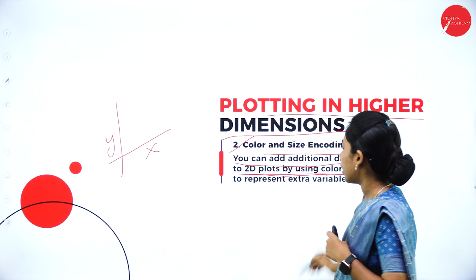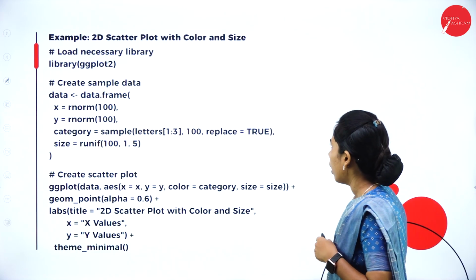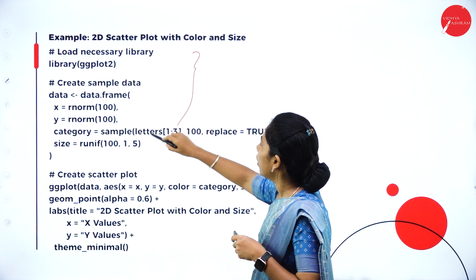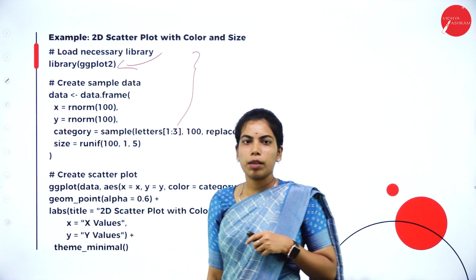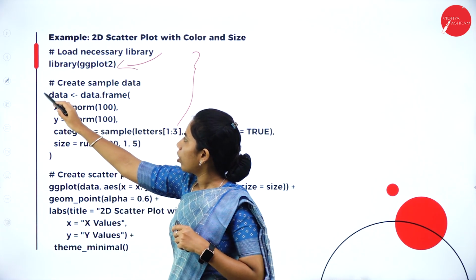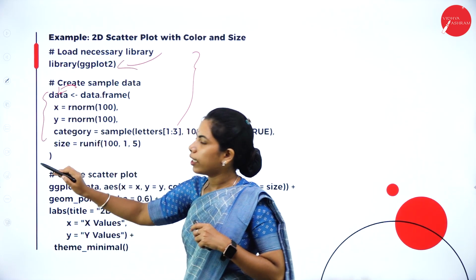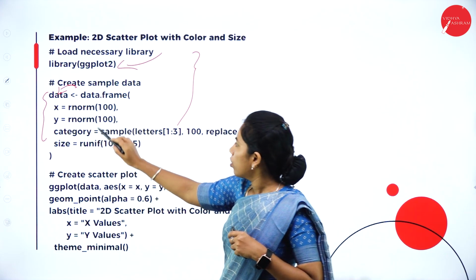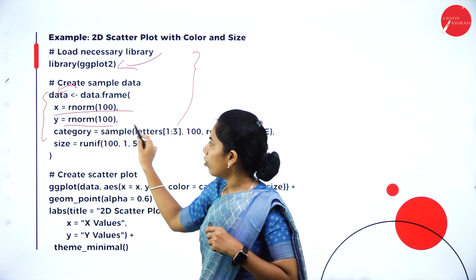2D plots by using color and also size. And here you can see one example. Again call the ggplot library and also call one data. Under the data we create one data frame, containing X and also Y.